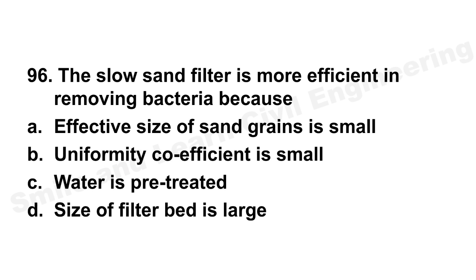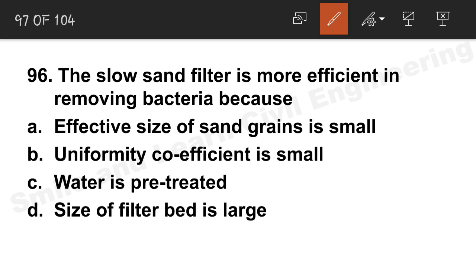Question number 96, slow sand filter is more efficient in removing bacteria. This is because the effective size of sand grains is small. The smaller the size of grains, the better the filtration and the less the efficiency, but the quality of filtered water is very good. Alright.